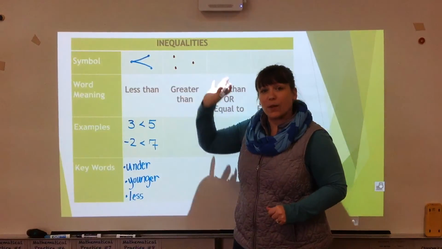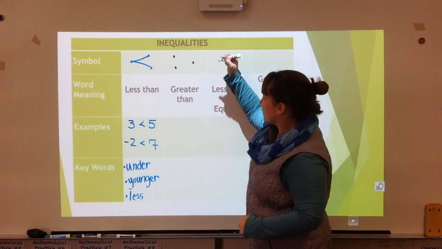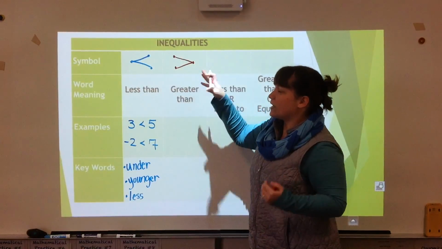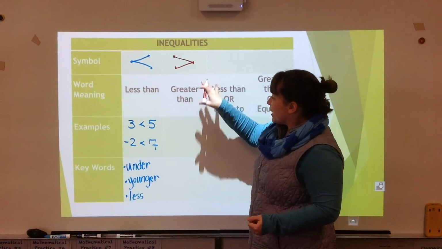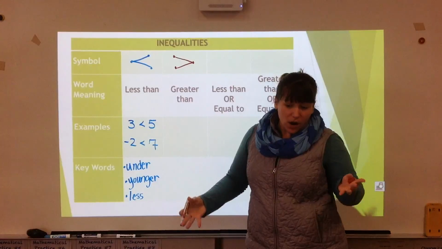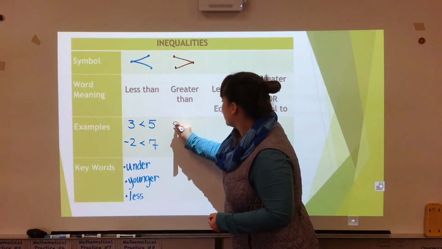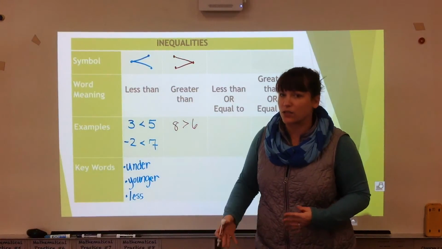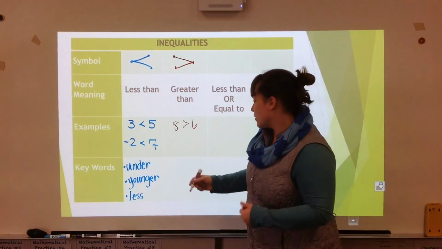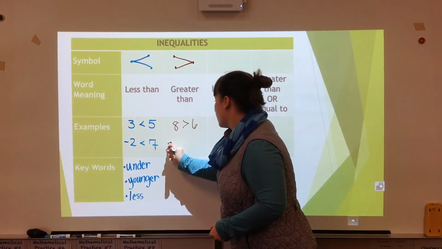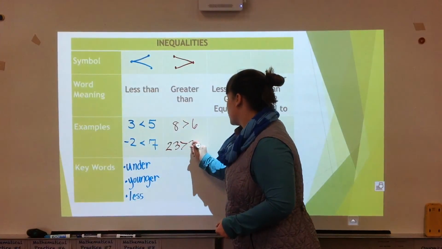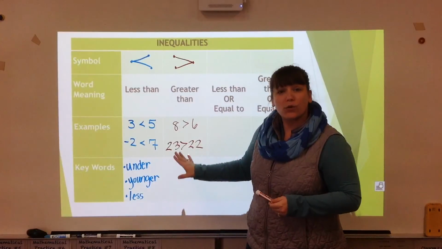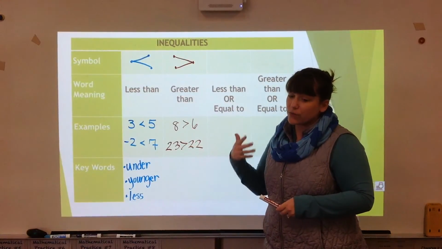Greater than is when the number on the left is bigger than the number on the right. I have the 2 dots and then the 1 dot as a way to remember. And some examples to start off with, we could say that 8 is greater than 6. And again, you can come up with your own inequality using greater than. I'm going to say that 23 is greater than 22. Just like the keywords for less than, we're going to do the similar keywords for greater than.